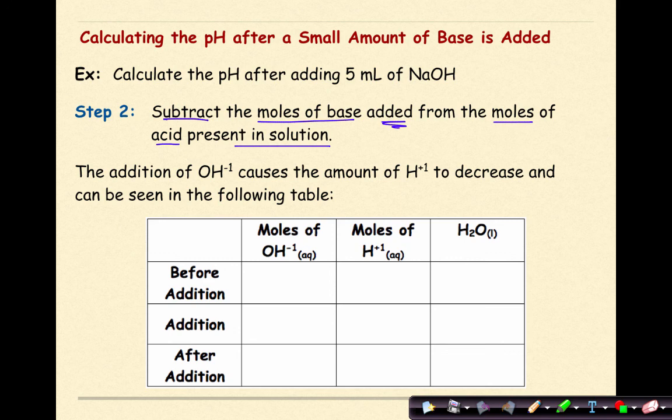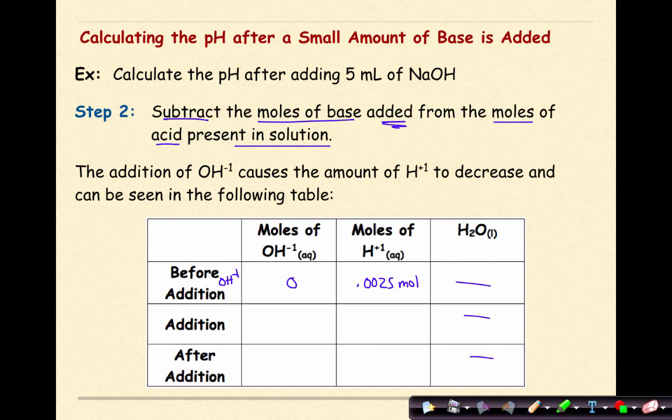Step 2, subtract the moles of base added from the moles of acid present in the solution. And if you recall, at the very beginning, we calculated the moles of acid. And again, as we go through this process, we're going to be constantly referring back to that moles of acid. So before the addition of the hydroxide ions, we have 0 moles of hydroxide, and we start out with 0.0025 moles of hydrogen ions in our solution. And water's in there, but we're not going to take water into account.